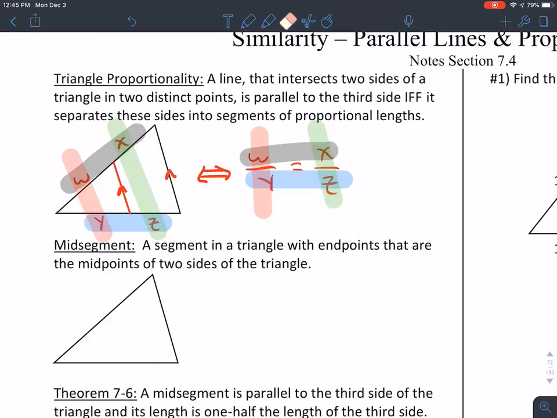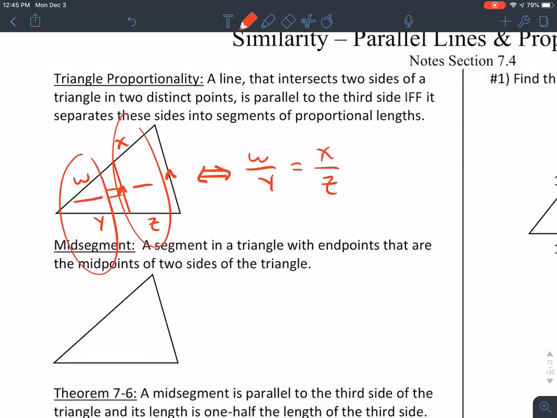So you can write this proportion any way you want, but not any way you want. There's lots of correct ways to write it. The easiest way to write it, in my opinion, is to look at your picture and just make your proportion. That's what's happening here: W over Y equals X over Z.